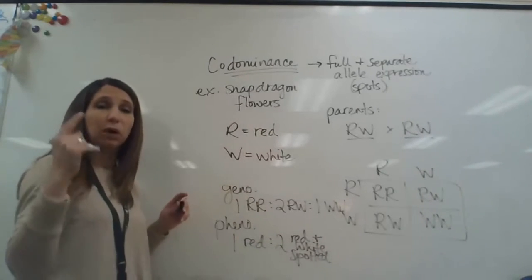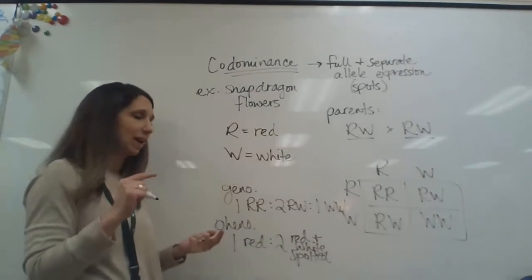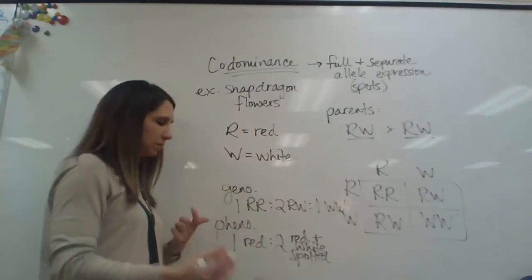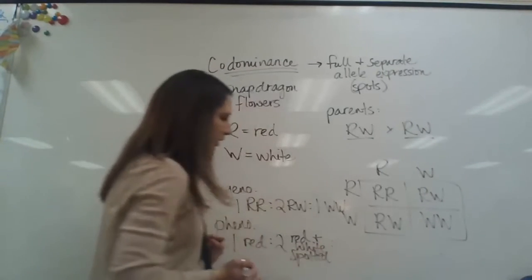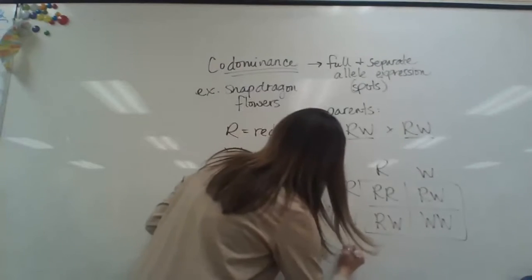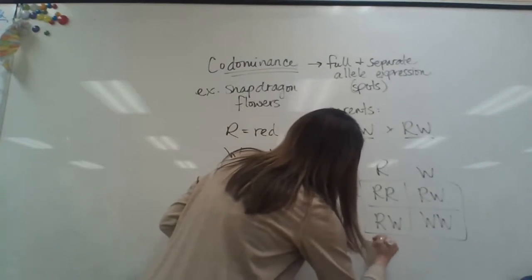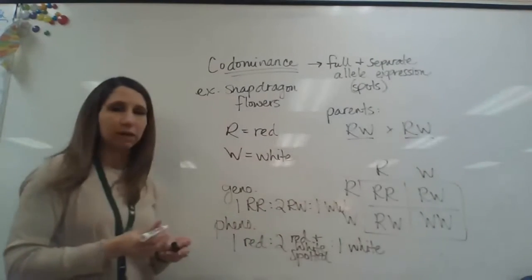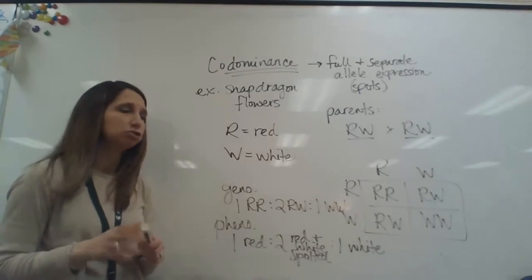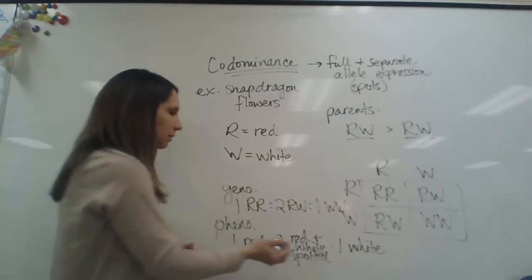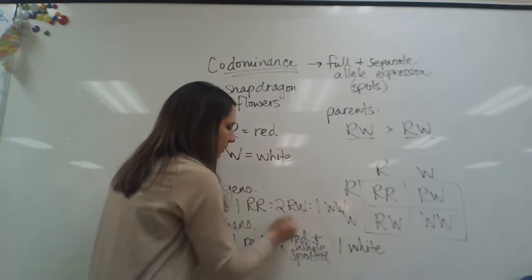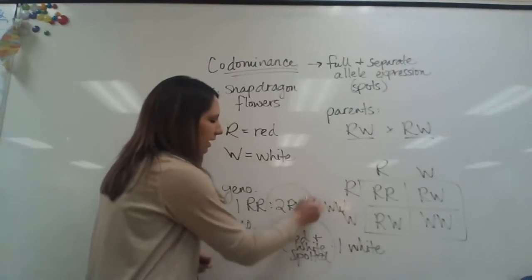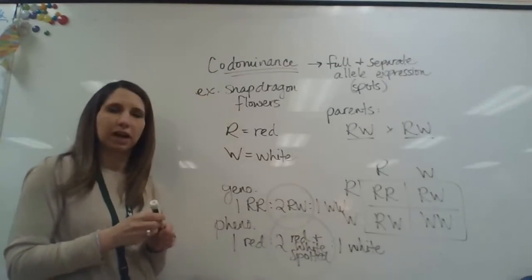Okay, so they're going to express both the red trait and the white trait at the exact same time. And so the flowers themselves are going to actually look like they're spotted. And the last one over here, WW, is going to represent, again, 1 just regular white flower. Okay, so just like incomplete dominance, the piece that matters is my heterozygous group. They're kind of in the middle.